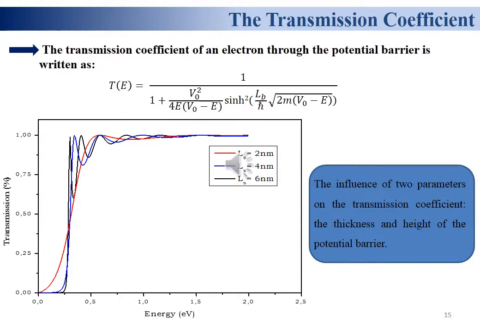Different variables are involved in the calculation of the transmission coefficient: the barrier thickness, the electron energy, and the height of the barrier. We have shown in the following figure the influence of two parameters on the transmission coefficient: the thickness and the height of the potential barrier. Generally, the larger the width of the barrier, the lower the transmission of an electron with a given energy will be. When the thickness of the barrier is 5 nanometers, very few electrons can cross the barrier. When the thickness is less than 5 nanometers, the transmission coefficient is no longer zero for energies lower than the barrier height. The probability of tunneling increases beyond the barrier energy.